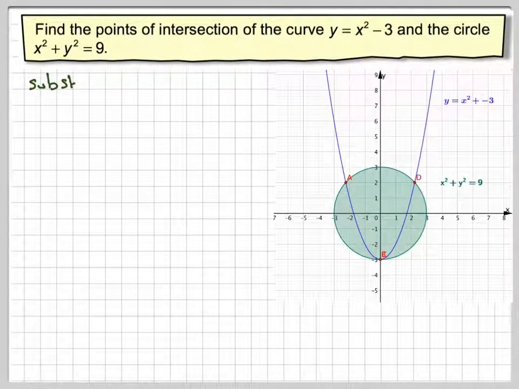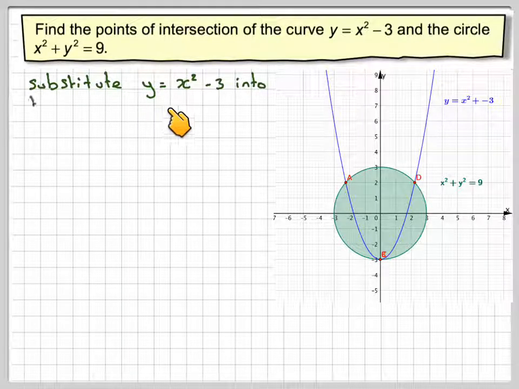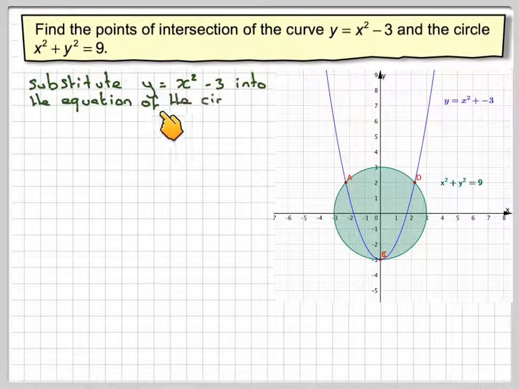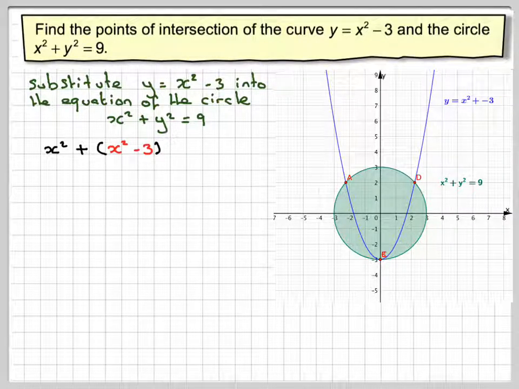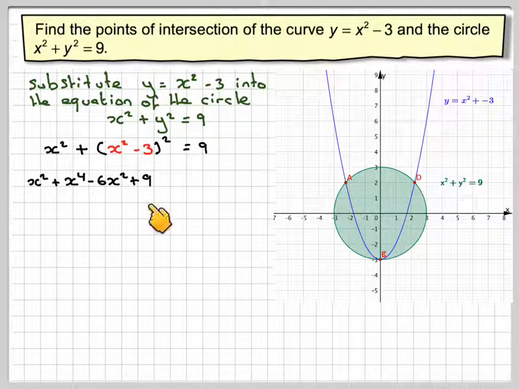So there's a diagram. If we substitute y equals x squared minus 3 into the equation of the circle, x squared plus y squared equals 9, we're going to replace y with x squared minus 3. So you get x squared plus (x squared minus 3) squared equals 9. Now we need to expand this. x squared times x squared is x to the 4, we get minus 6x squared plus 9, equals 9.